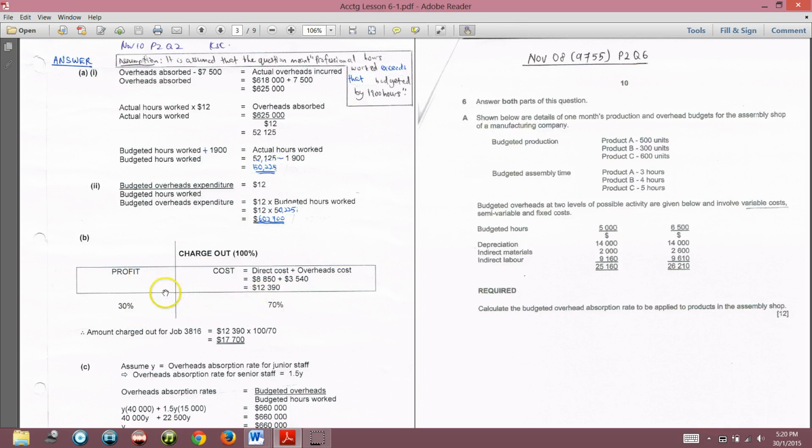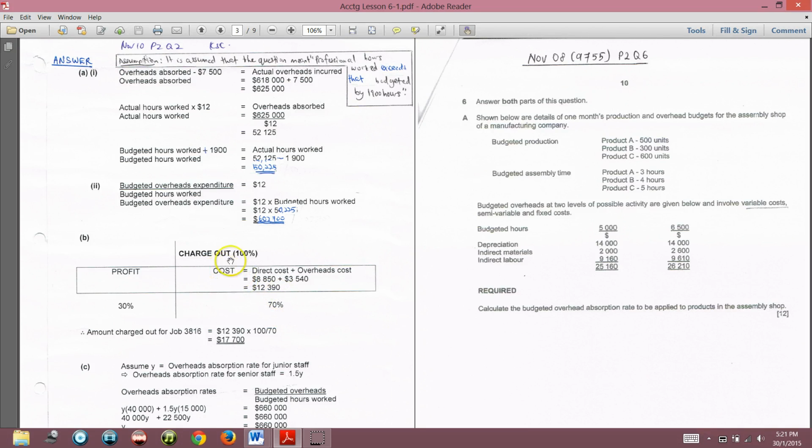If the profit is 30%, this whole box is actually the amount charged to client. The amount charged to client will be the 100%. The profit margin, charge out, means your sales price, that means your revenue. Your revenue is 100%. Your profit margin is 30% of the revenue. So that means your cost is 70%. So 70% equals 12390.